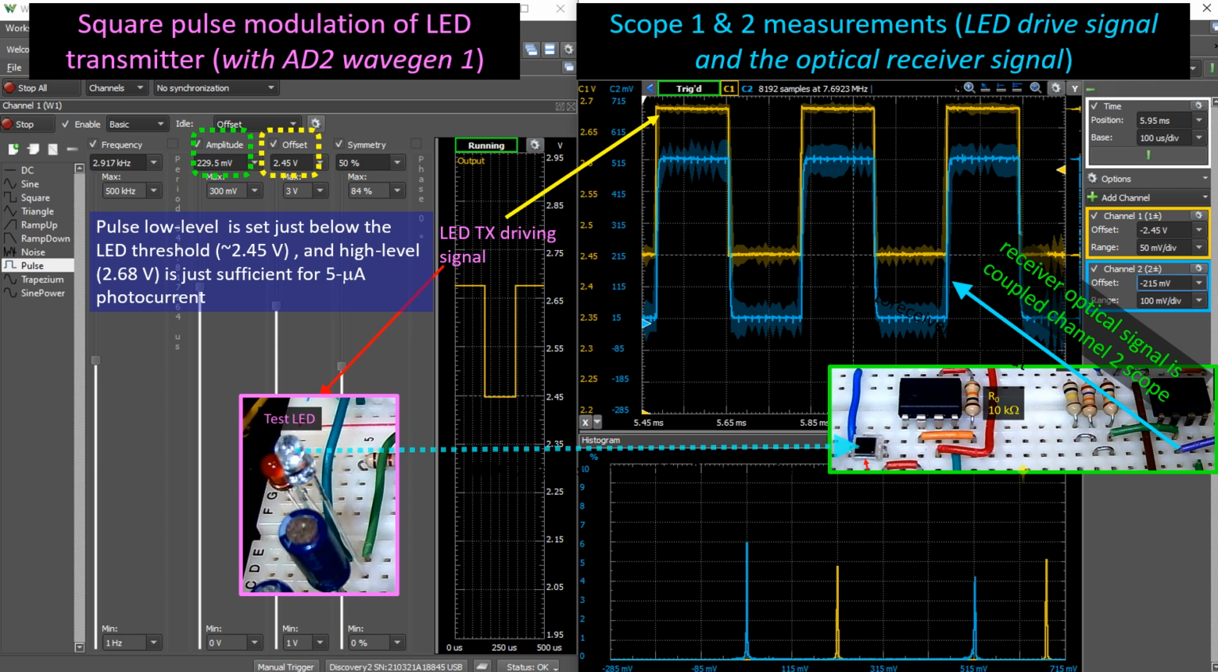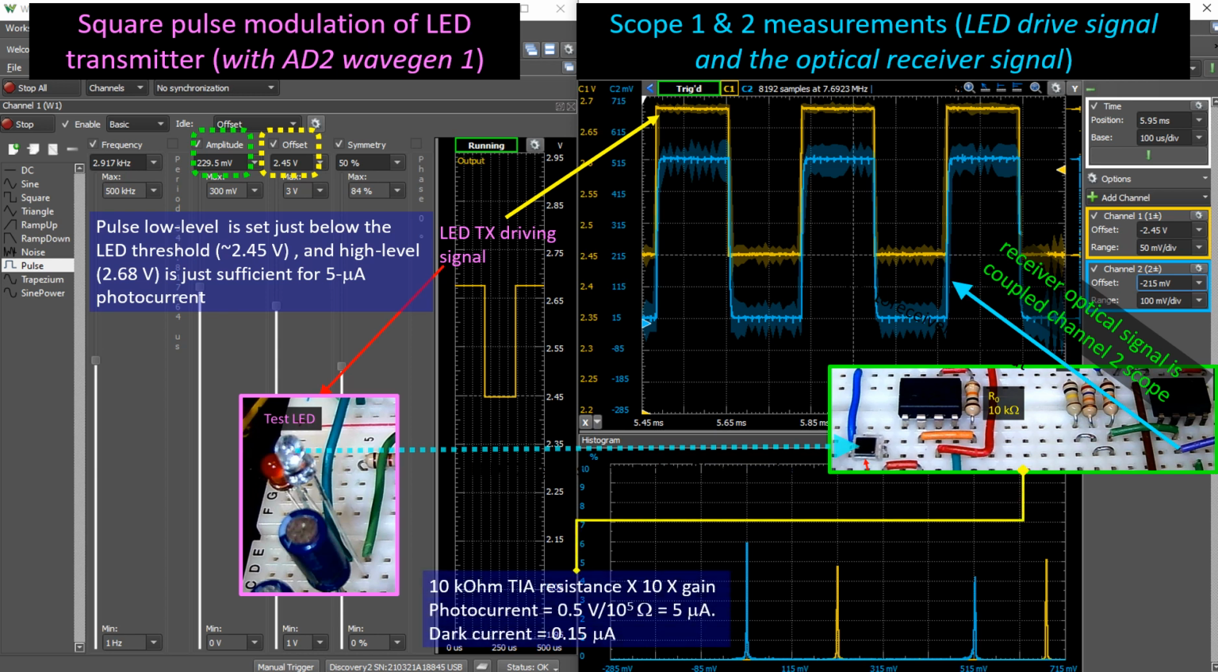Given that the transimpedance amplifier resistance and the gain of the voltage amplifier are known, the scope measurement indicates a high-level 5 microamp signal current from the photodiode. The low level is consistent with an independently determined 0.15 to 0.18 microamp dark current. On the bottom is the graph of the signal histograms, which can be used to measure the distinguishability of the signal high and low levels.